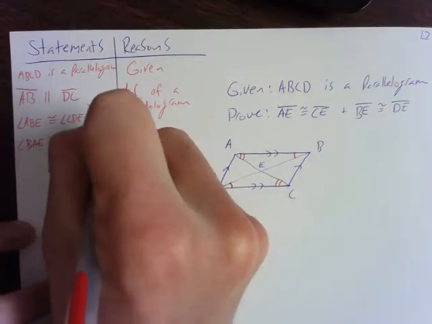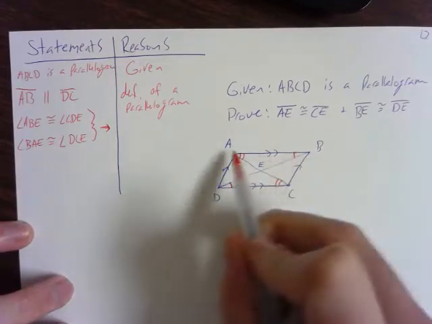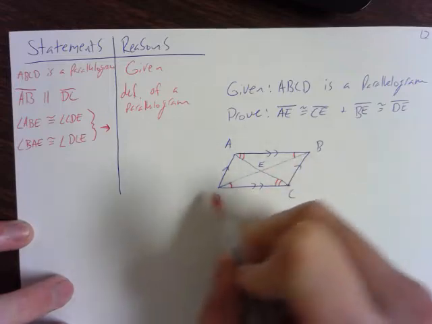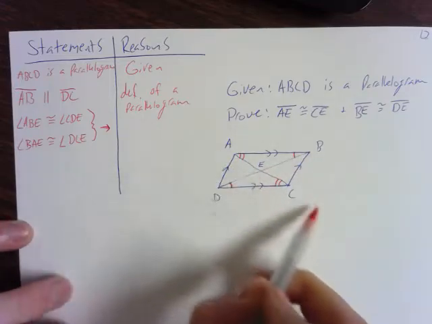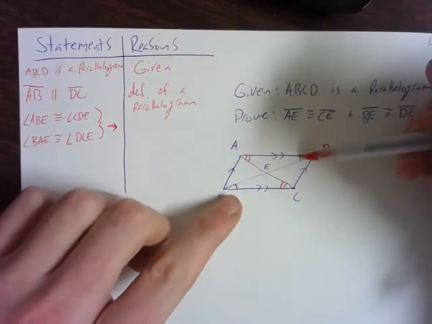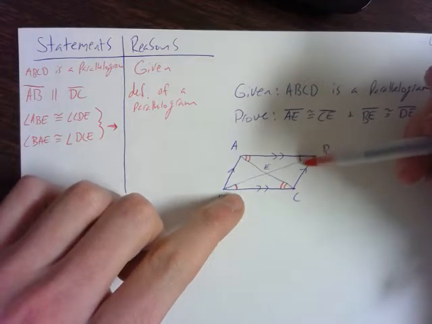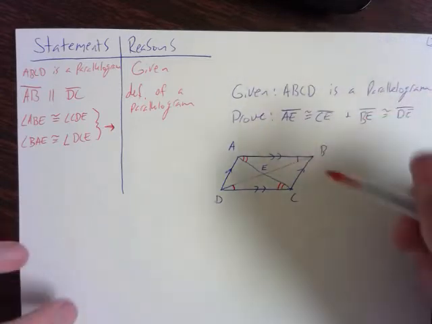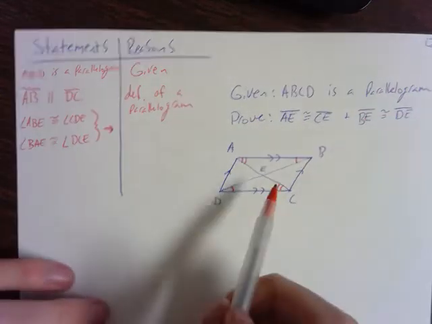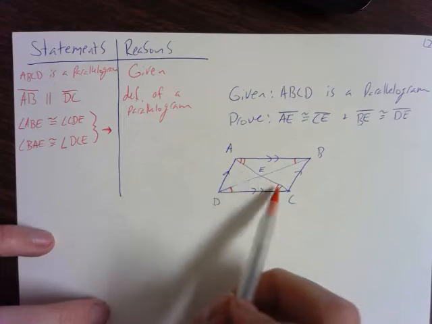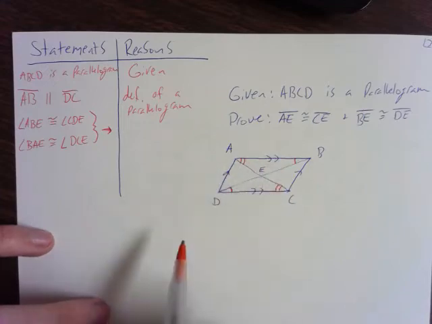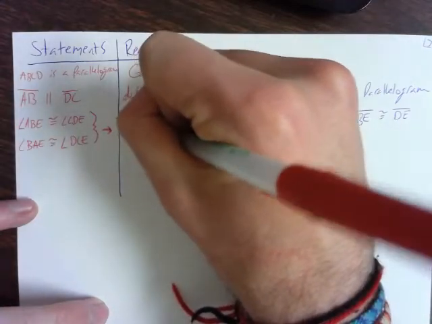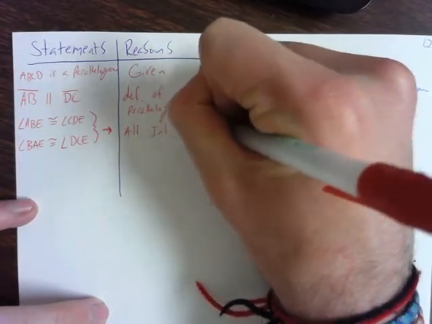Hopefully we recognize that these are two parallel lines, and I have a line cutting through them, so a transversal. Looking at these two, they're on alternate sides of the transversal and within my parallel lines, so these are alternate interior angles. Same over here: I'm alternating sides of the transversal, inside my two parallel lines. So these are both proven by the alternate interior angle theorem.